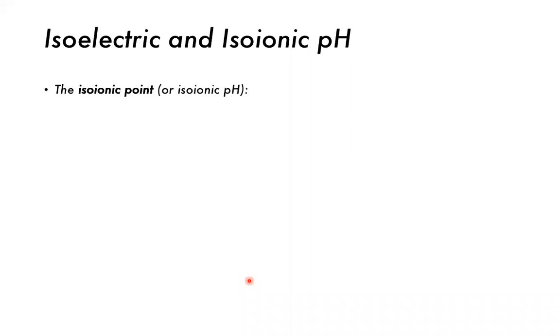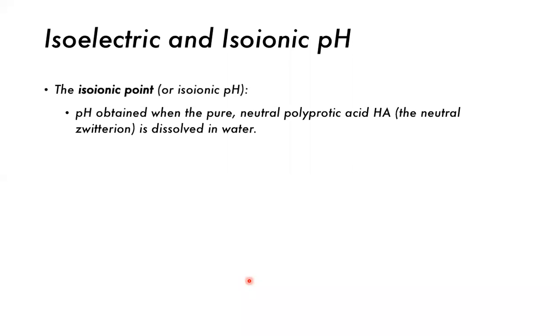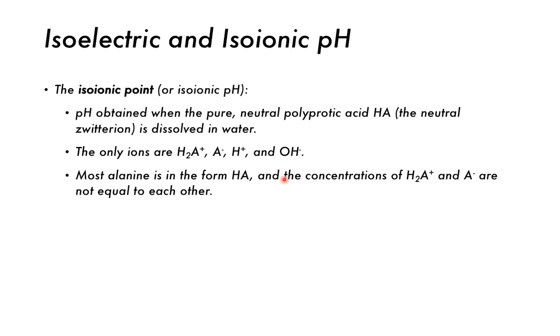So the isoelectric and isoionic pHs. The isoionic pH is going to be the pH obtained when the pure neutral polyprotic acid, HA, the neutral zwitterion, is dissolved in water. So we have only got the ions H2A plus, A minus, H plus, and OH minus. So we have kind of an almost neutral system there, where we have complementary ions which will neutralize the different charges. So most alanine is in the form HA, and the concentrations of H2A plus and A minus are not equal to each other.